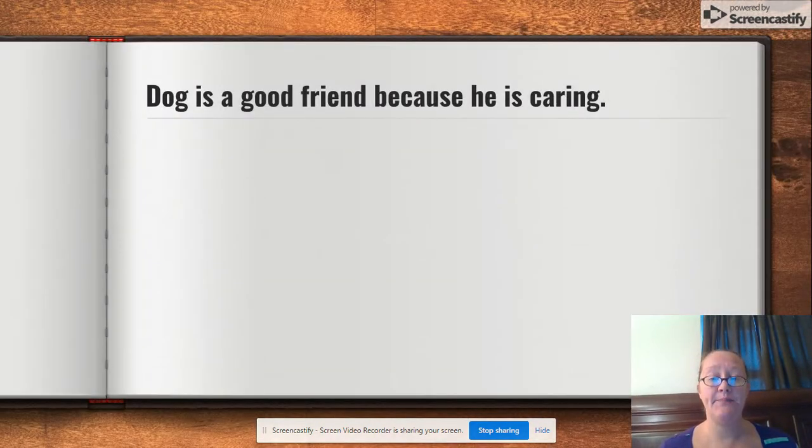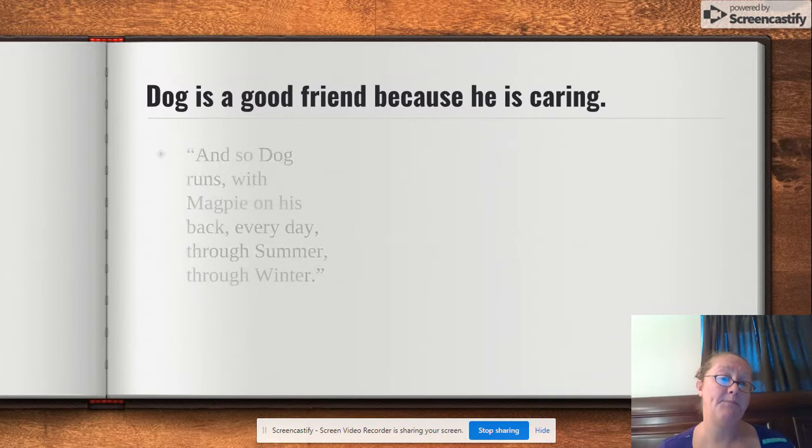Let's try this. In Fox, my essay has a reason that Dog is a good friend because he is caring. So I flipped through the pages of the book a little bit, skimming, looking for places where Dog is caring. And then I chose a few quotes that might work. You could write them down in your notebook. You could put them right in your playlist. You could just put sticky notes on the pages if you want. But here are a few of the quotes that I chose to show my reason that Dog is caring.